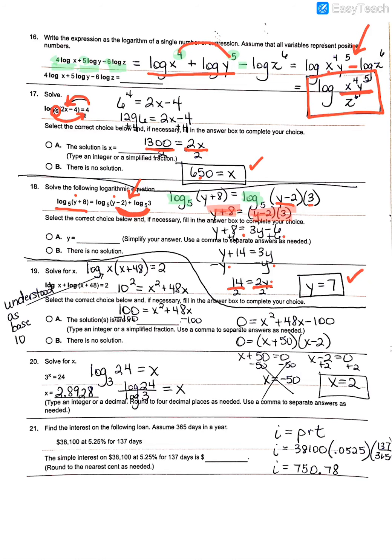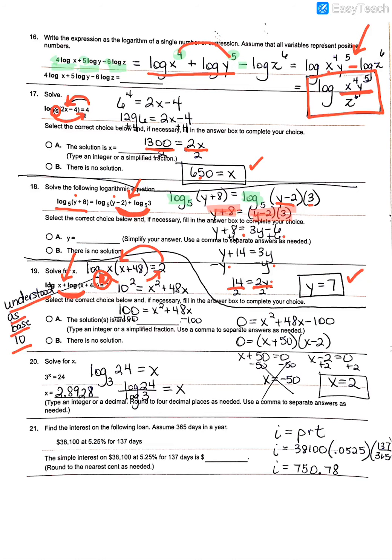All right, so on 19, again, I have some logs, and if I have more than one, I need to combine them into a single log. So since these are added once again, I'm going to end up multiplying the x times the x plus 48. Notice this logarithm does not have a base written. Since it is spelled log, it is understood to be a base of 10. So when there is not a base written and it is spelled log, your base is 10. So starting with that base, I'm going to change it to exponential form, making my counterclockwise circle. So 2 becomes the power, and then I say it's equal to x squared plus 48 times x.